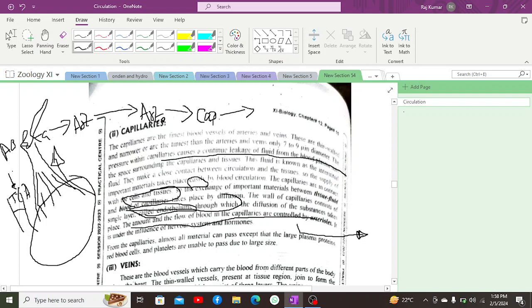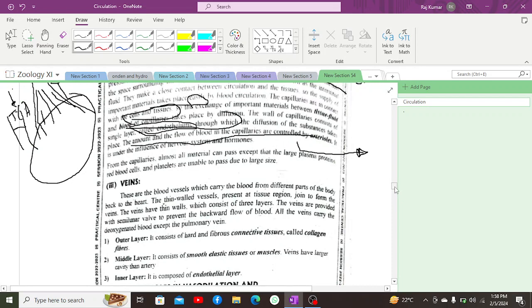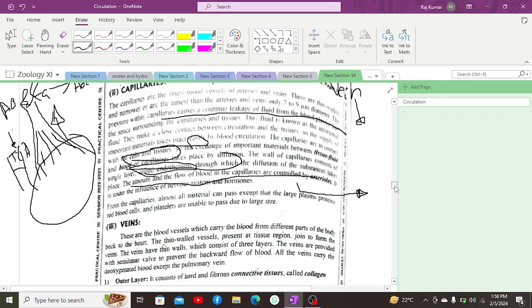After that, from the capillaries, the blood pressure starts to increase in the venules, then it increases in the veins first, and then it again increases. It increases the most in the vena cava. So this is how the mechanism occurs. From the capillaries, almost all material can pass except the large plasma proteins, red blood cells, and platelets, which are unable to pass due to their large size. Rest of the material is passed.